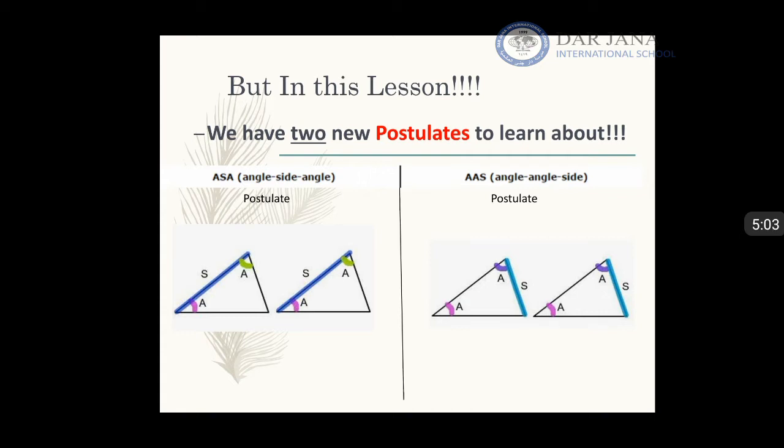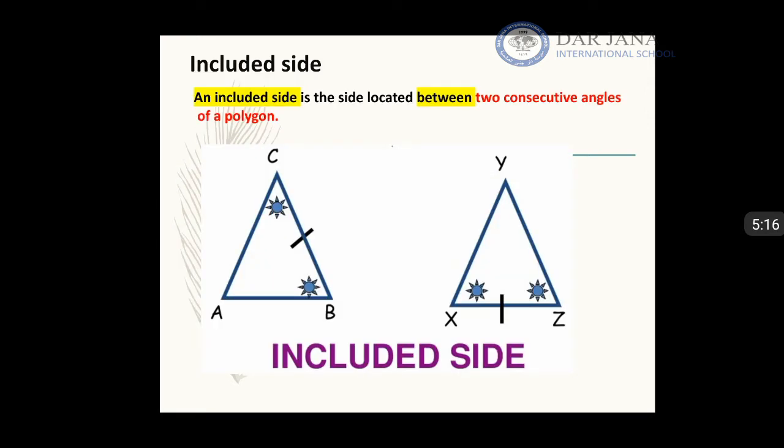So we have angle, then a side. So it's called angle, side postulate. Let's learn more about each postulate. Let's first be introduced to what we mean by the included side. An included side is the side that is located between two consecutive angles of each polygon.